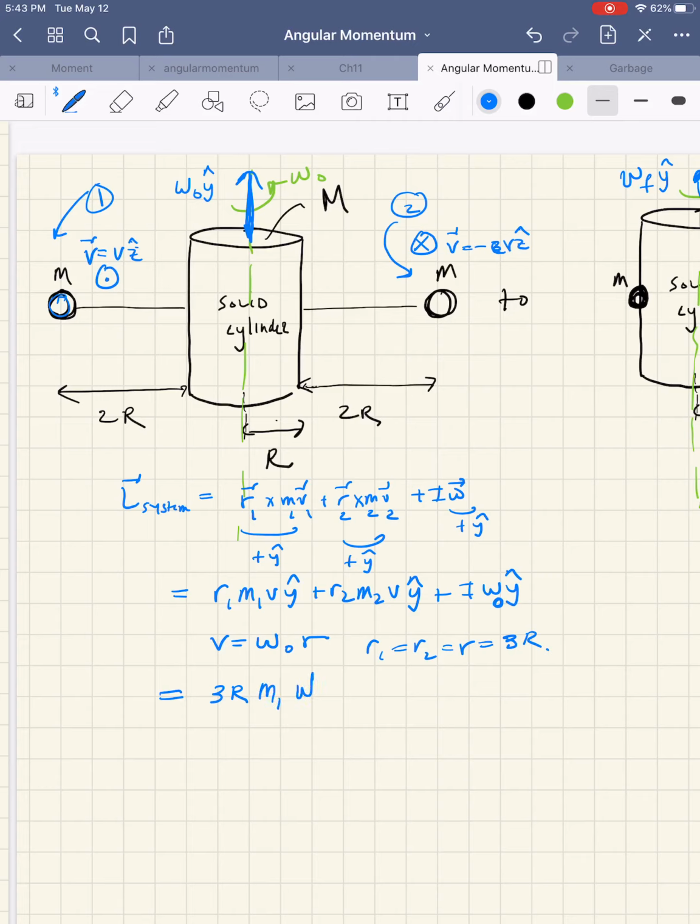M1 omega naught times 3R in the y hat, and there's actually 2 of them contributing in total, plus the moment of inertia times omega naught. And the moment of inertia of a cylinder is 1/2 mr squared. And so in total, I have 6r.